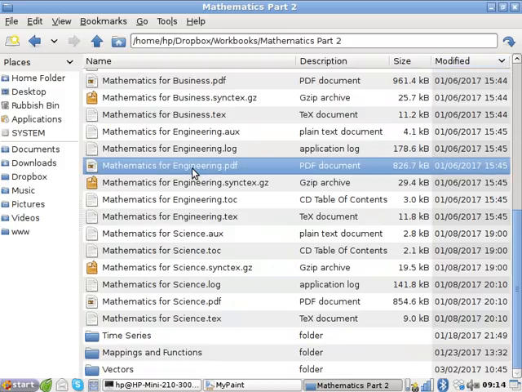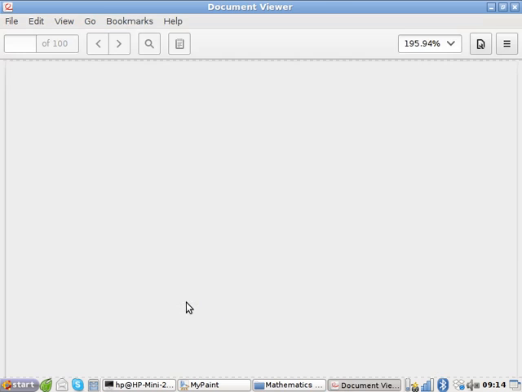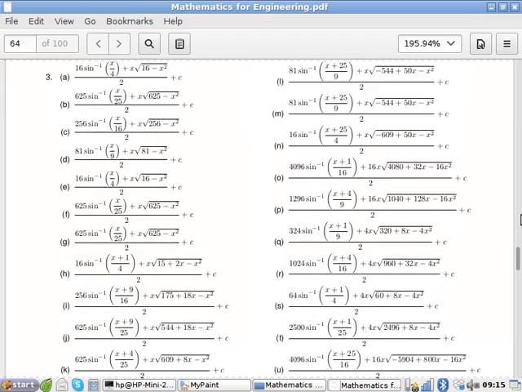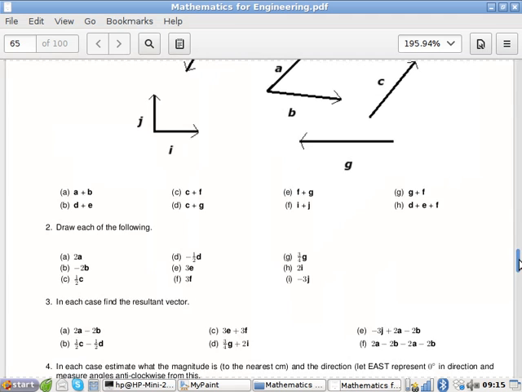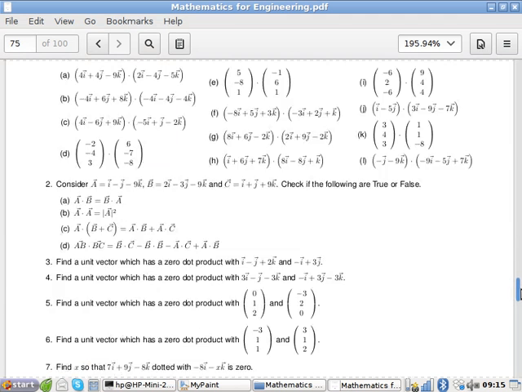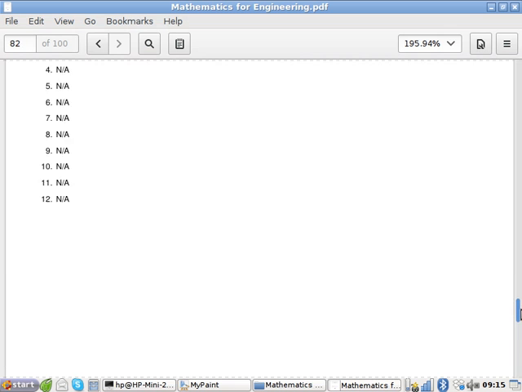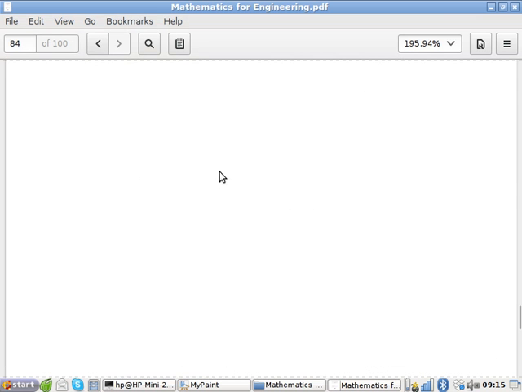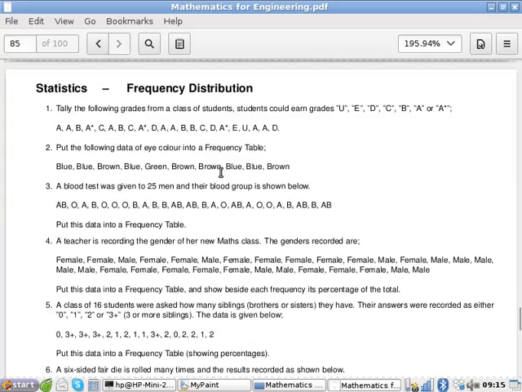So like I said, easy topic to begin with. We've probably studied some basic statistics before. We did vectors. Okay. So the first thing, so easy: frequency distribution.